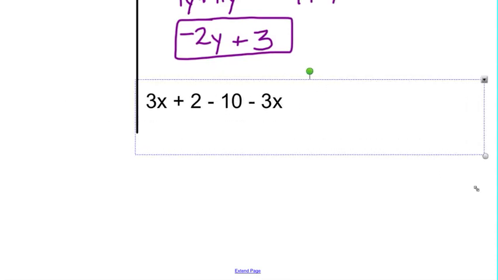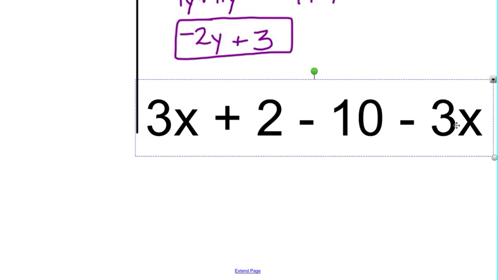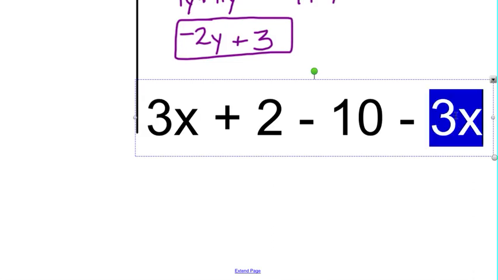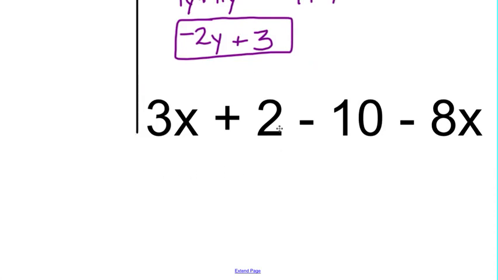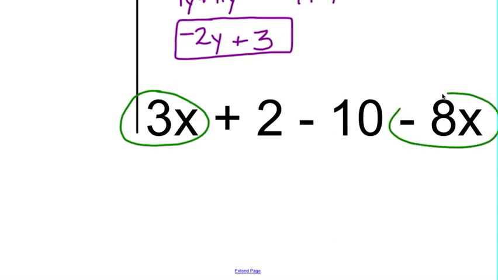All right, we're going to look at this problem. I am going to change it up here really quick. We're going to make that an 8x. All right, so let's look at this problem here. I have to combine like terms again. So I'm going to come through and I'm going to circle the terms that are the same. These are the same because they have the same variable. And these are the same because they have the same variable. Notice I took the negative sign with it.